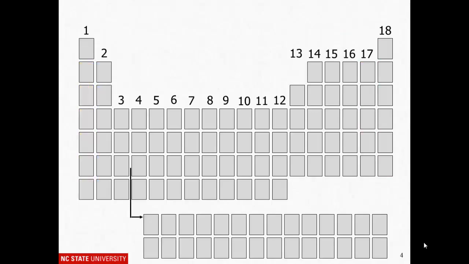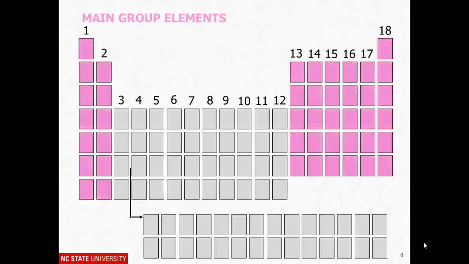The main group elements are composed of the first two and last six columns. The transition elements are composed of columns 3 through 12, and the two rows that are split off below the main body of the periodic table.